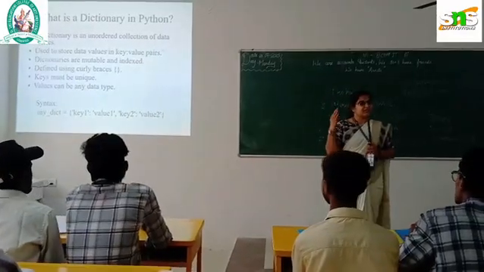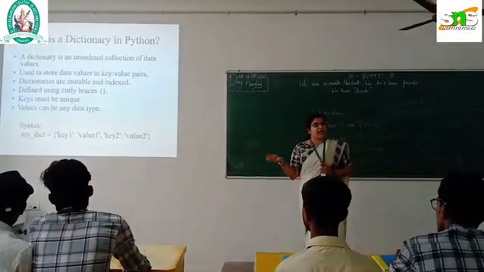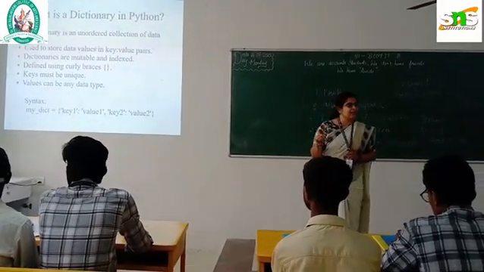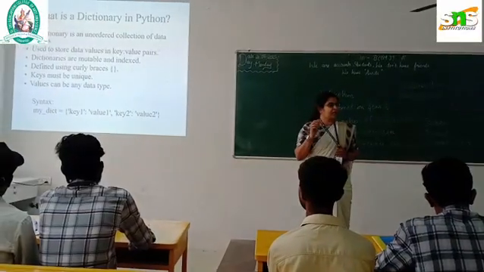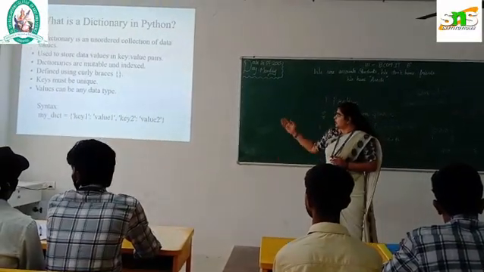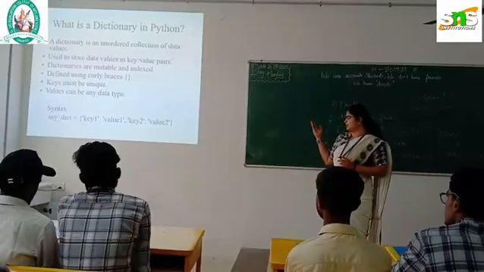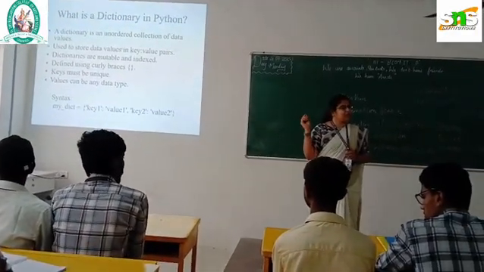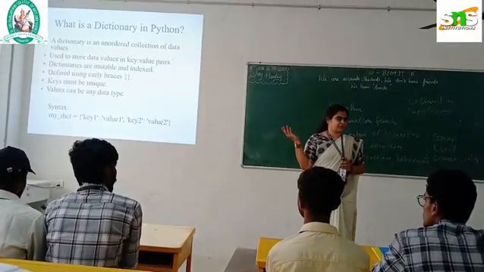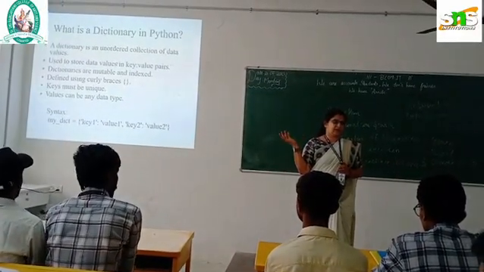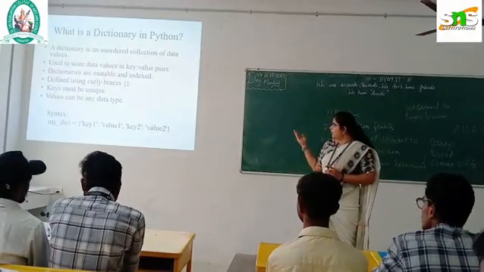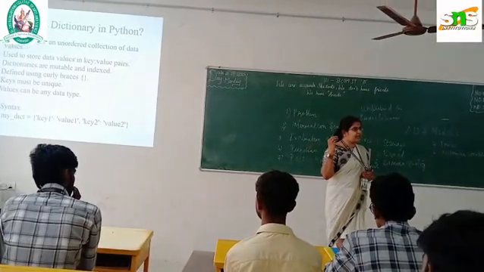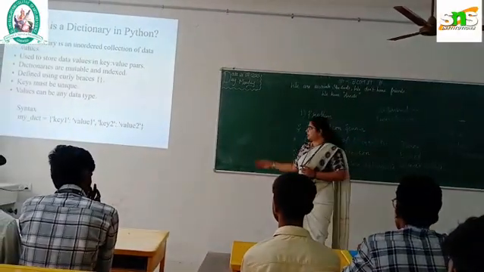Mutable is nothing but we can change the values of a variable, and each element is indexed. The index starts with zero. Every element starts with zero. Dictionaries are defined using curly braces. The key must be unique. We cannot give variables and constants as keys. Values can be of any data type, either an int, float, or character. Any data type we can represent in the dictionaries.